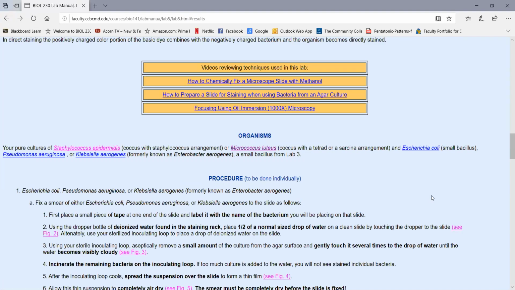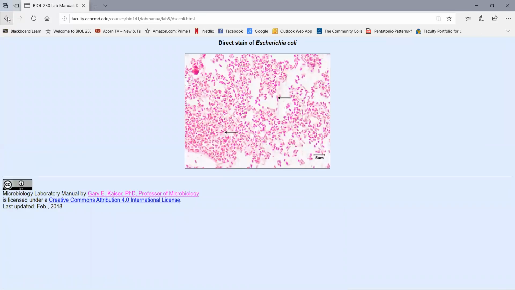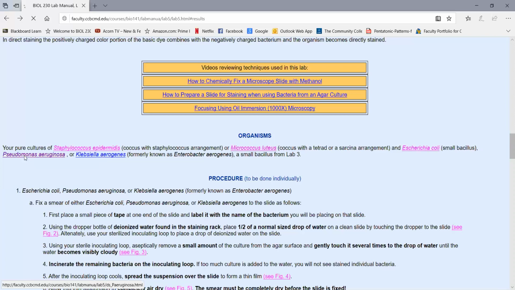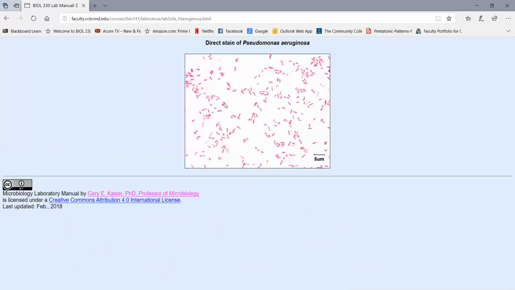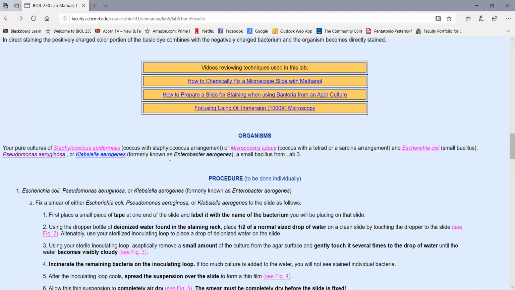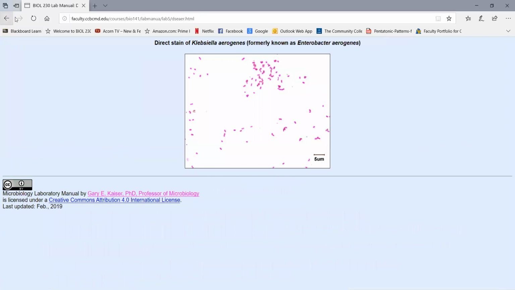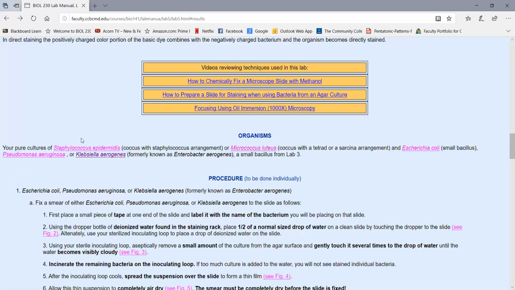And your second direct stain will be of whichever gram-negative you isolated from lab 3. You identified and isolated either Escherichia coli, Pseudomonas aeruginosa, or Klebsiella aerogenes, which used to be called Enterobacter aerogenes. And all 3 of these are small bacilli. But again, you want to make sure you put on the right amount of bacteria so you can see isolated bacteria, individual bacteria, to determine shapes and arrangements, not all piled on top of one another. So there are our 3 gram negatives, and you'll have one of those 3 to look at today.